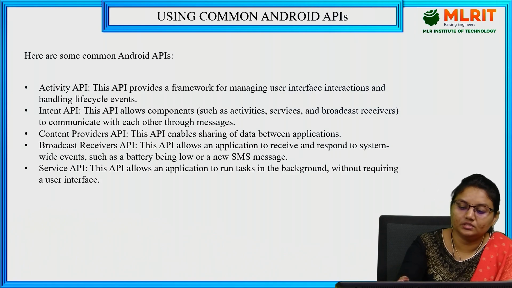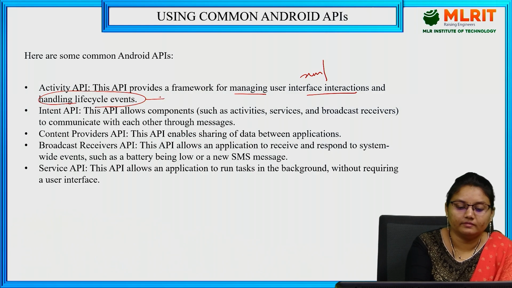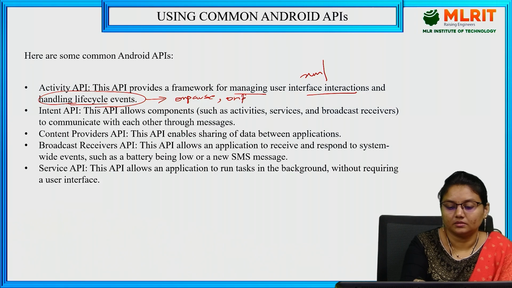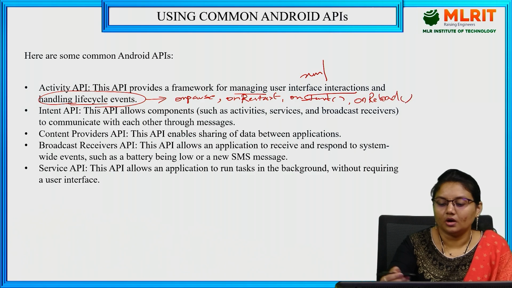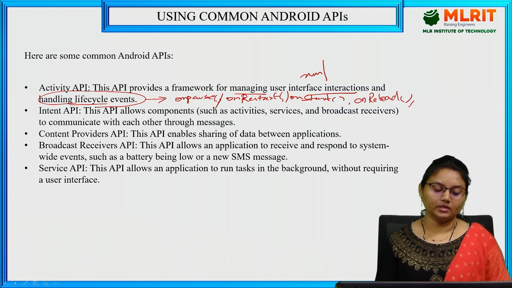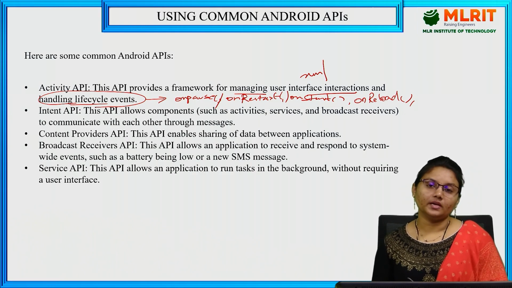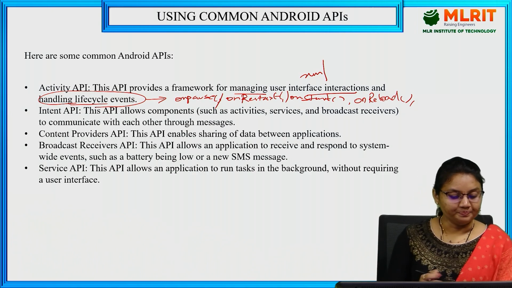Activity API, which is used by the framework to manage your user interface interactions. That means all your XML and handling the lifecycle events. So you have on pause, on restart, on start, on reload. All these are the different states you have in the life cycle. Okay, exit or destroy, something like that. Those are the events that you can use for a particular activity. That means all your XML programs. This is the activity API.